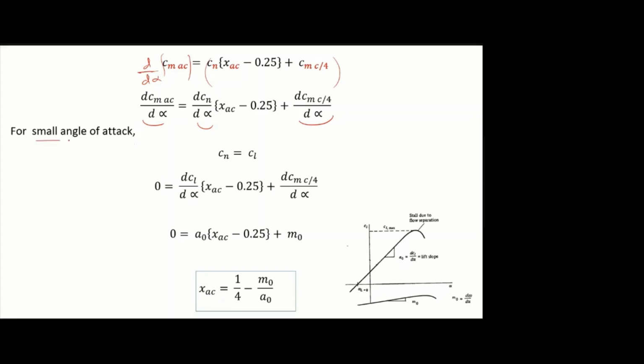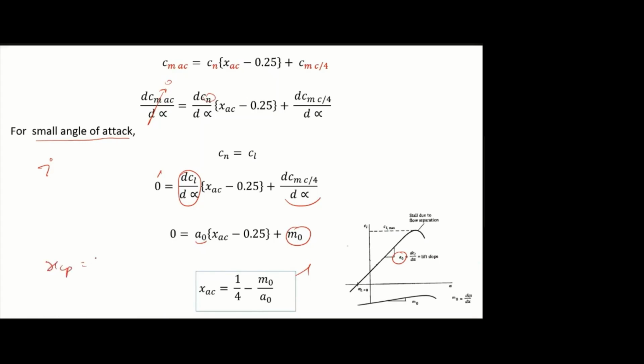Now I am applying one more simplification. I am assuming the angle of attack is small, that is less than 7 degrees. In that case, Cn is equal to Cl. So instead of Cn, we can write Cl. This term is 0 according to the aerodynamic center location, and instead of Cn, it is Cl. And this dCl by d alpha is a0, as I already told you, and this dCm by d alpha is m0. Now you rearrange, you will get this x equation: 1 by 4 minus m0 by a0.